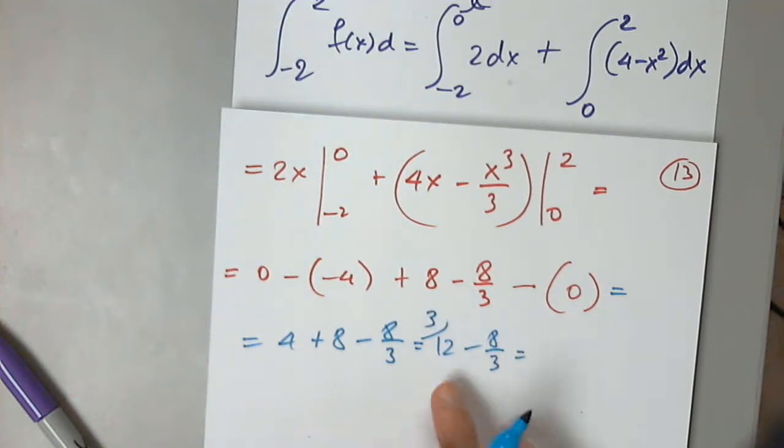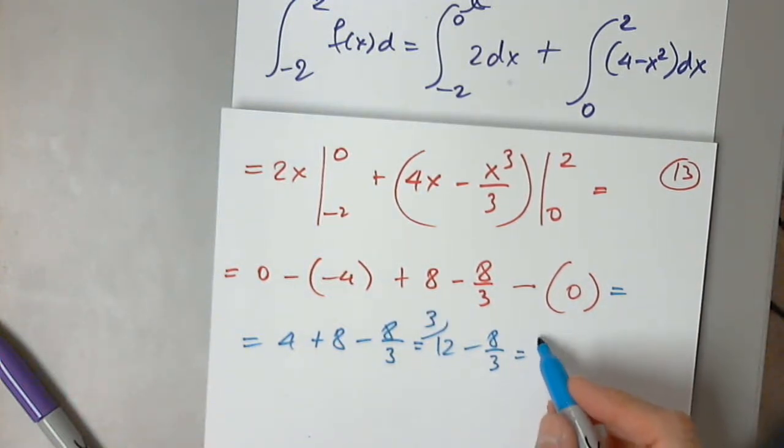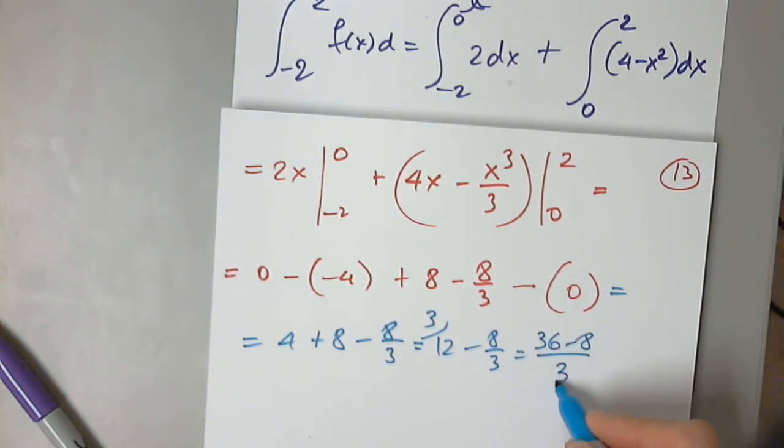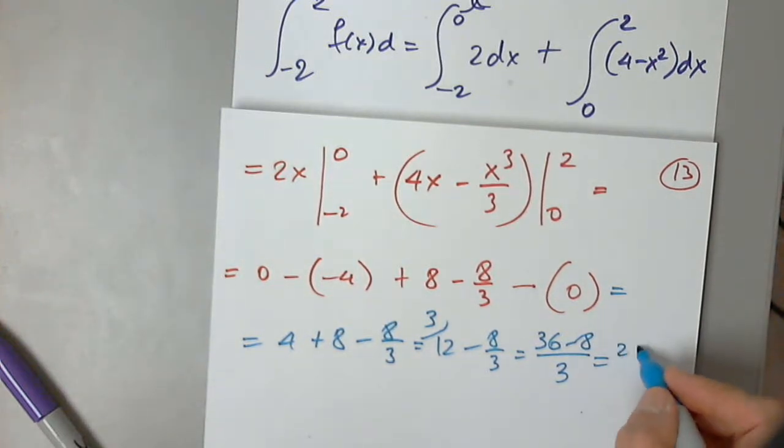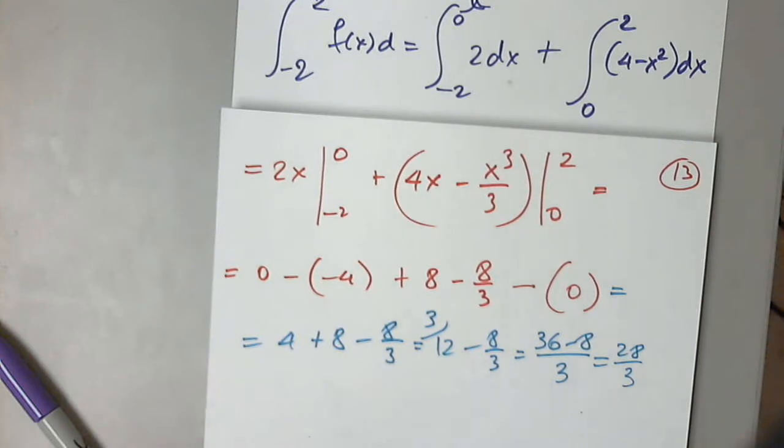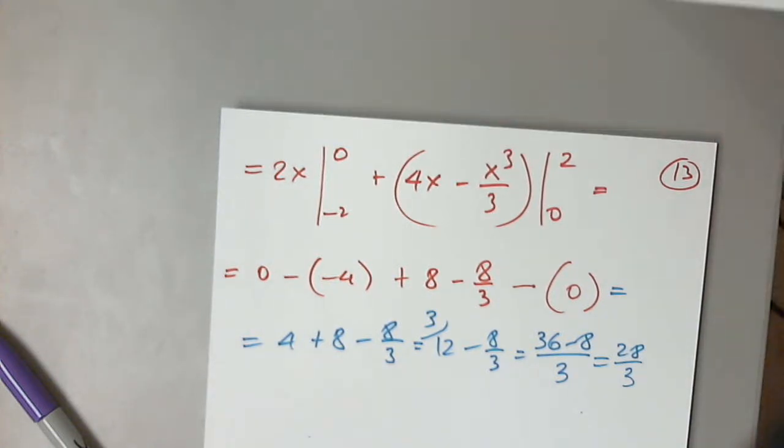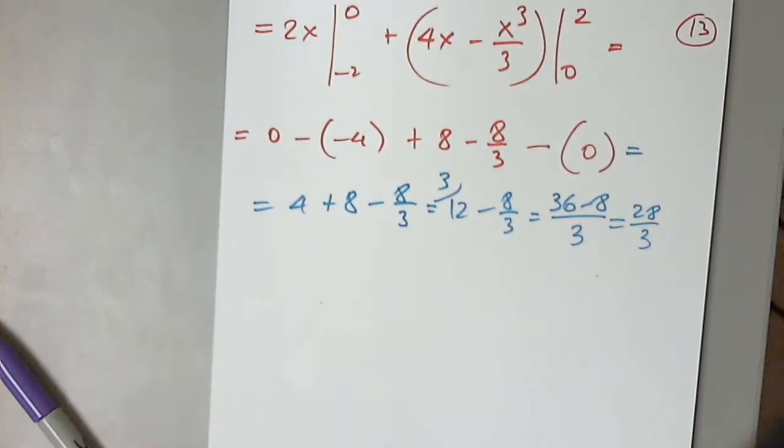We have to write 12 as 12 over 1, multiplying top and bottom by 3. 36 minus 8 over 3, and I think that is 28 over 3. So this is the area under the graph of the given function between -2 and 2. Next, property number 4. We'll come back with more examples, of course.